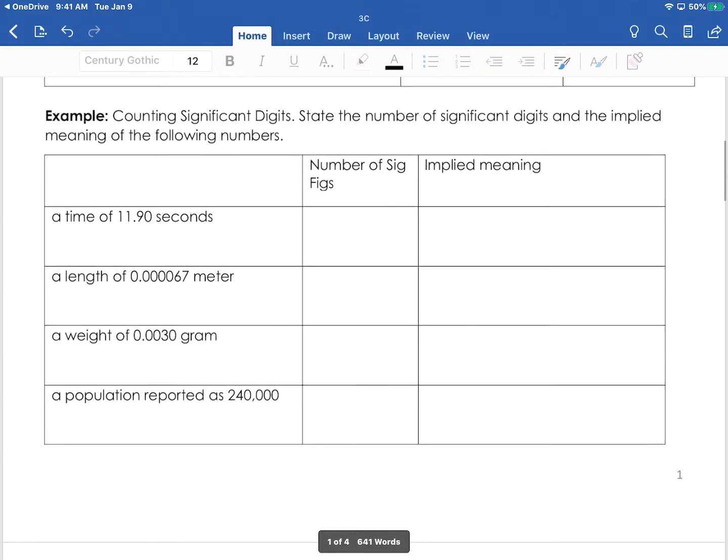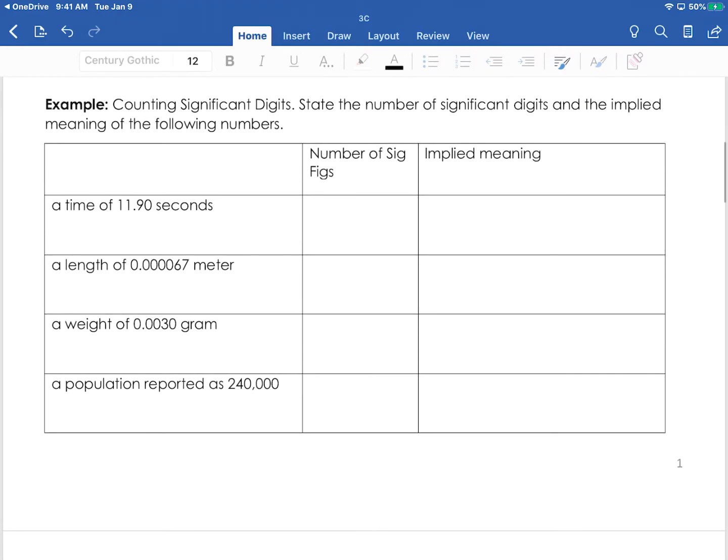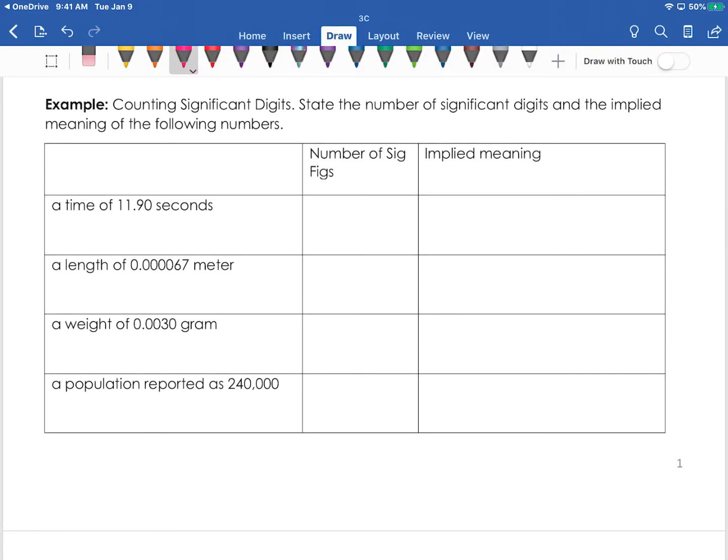Okay, let's do some examples here that are not already done out so we can practice, and we'll state what the meaning is. We have a time measurement of 11.90 seconds. In this case, we have 4 significant digits. Non-zero digits are always significant. So the 1, and the 9 are definitely significant.